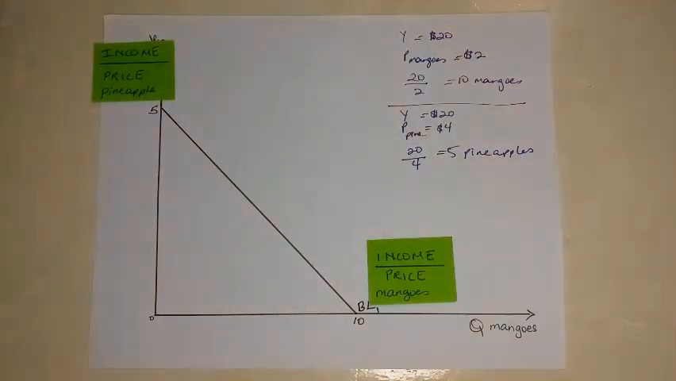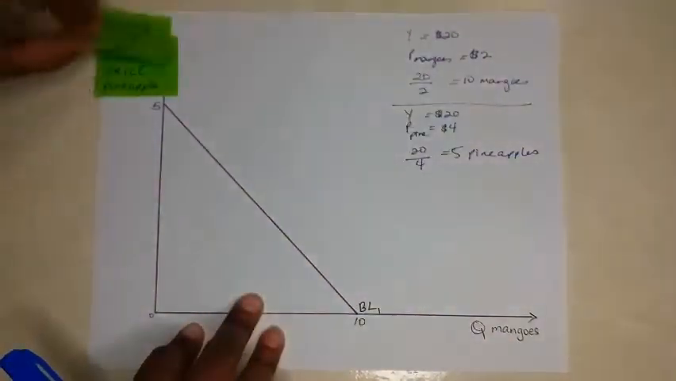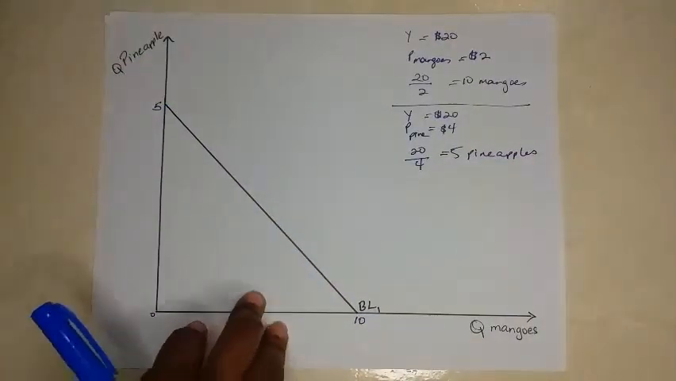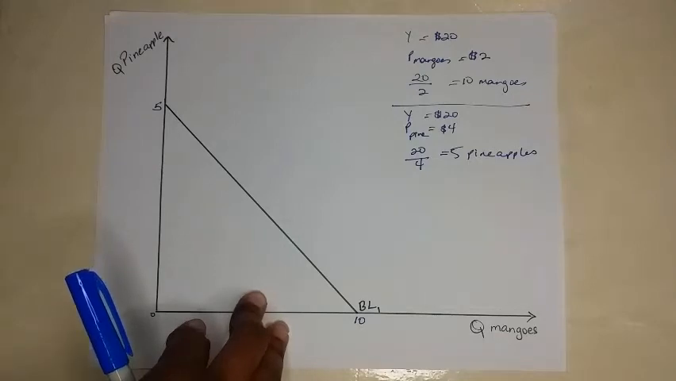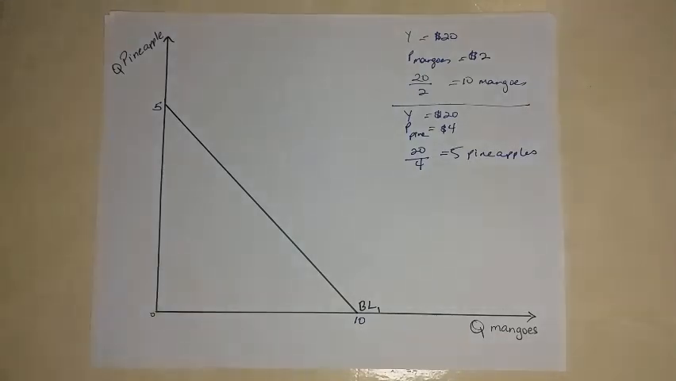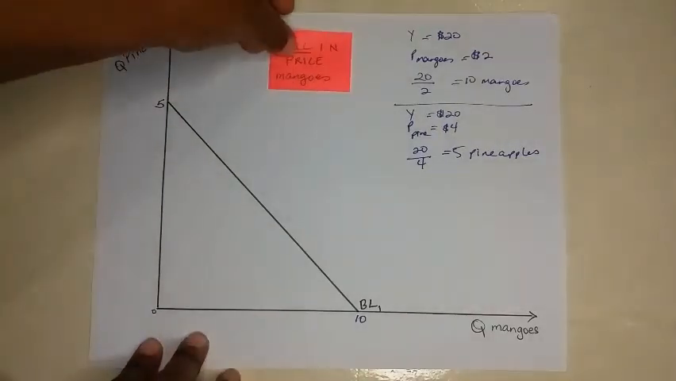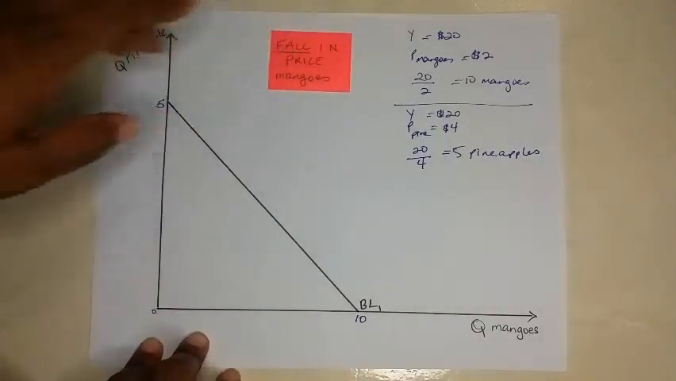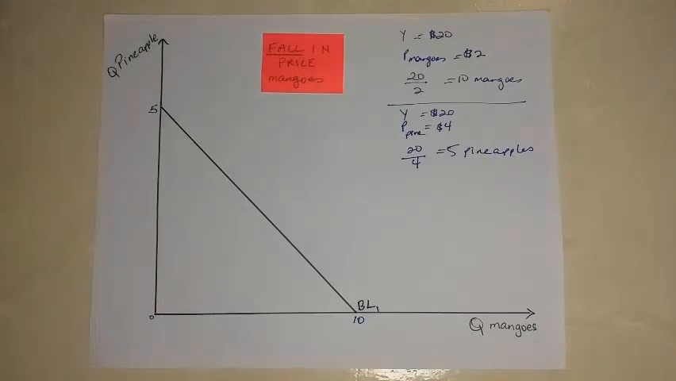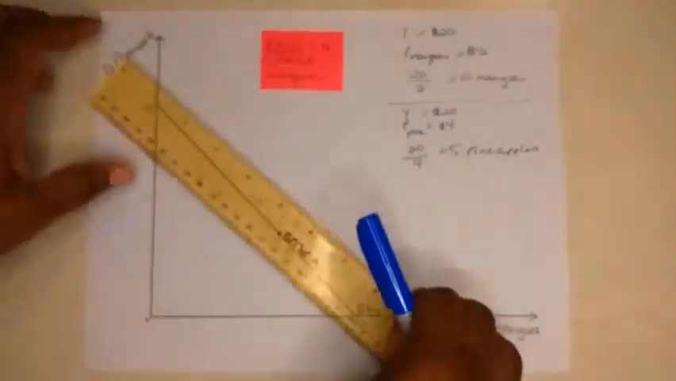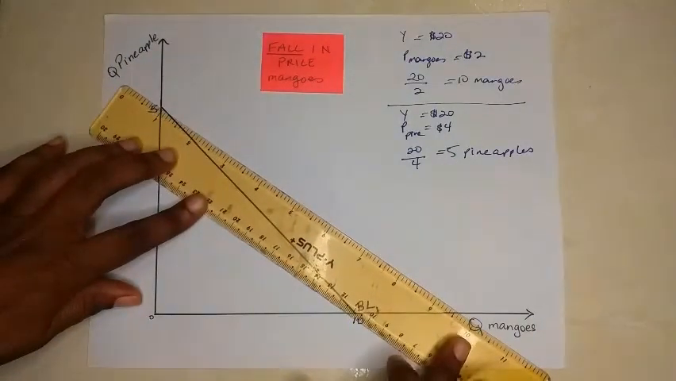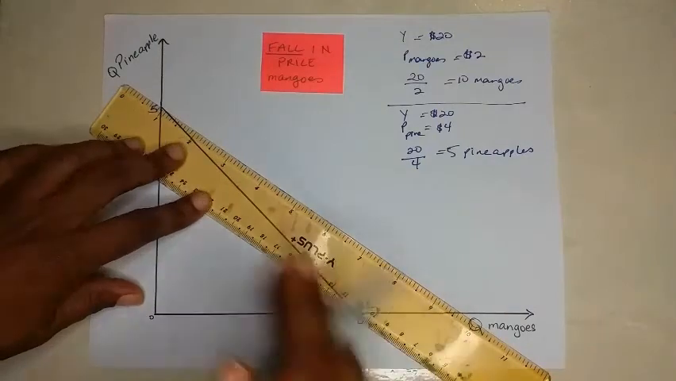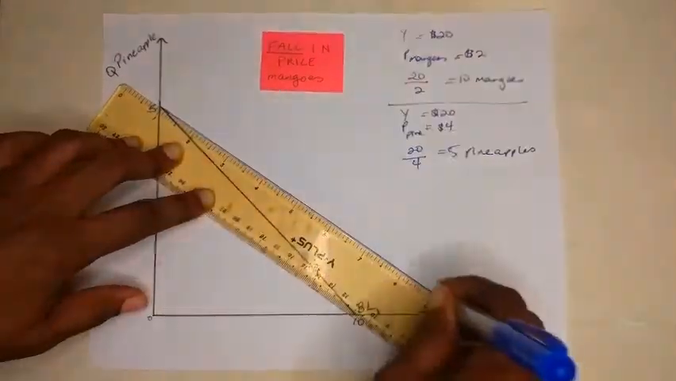So now let's assume that there is a fall in the price of mangoes. So let's say we have a glut in the market and for some reason the price has to fall. What will happen there? What will happen to the budget line? What we would have is a pivoting of the budget line. The budget line will now pivot to the right.